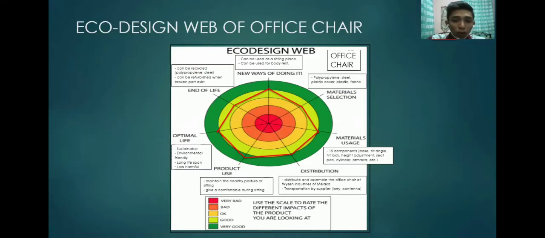when a broken part exists. We can see that the elements of material selection and end of life need to be improved to make this product sustainable.